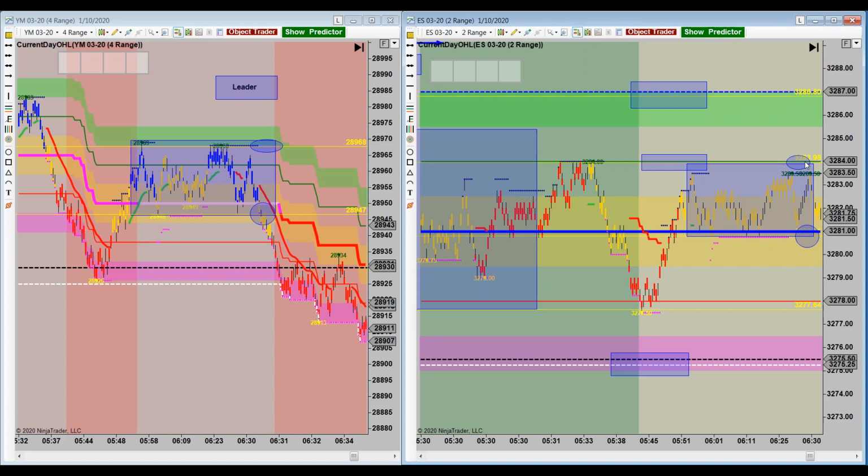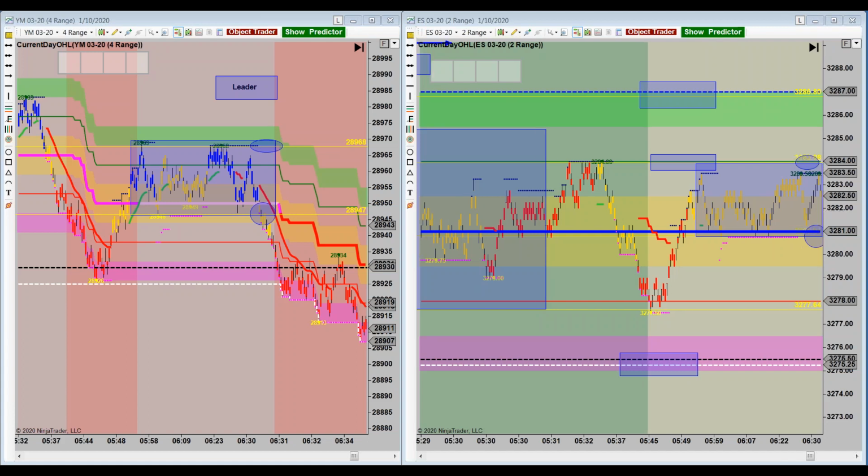Now, if ES was to go short, where would the targets be? If ES was to get short and break support, where might the targets be located? And would you know that ahead of time before you ever took the trade? Just look at the chart for a minute. If you broke here, where might it go to? Take a minute to think about it.